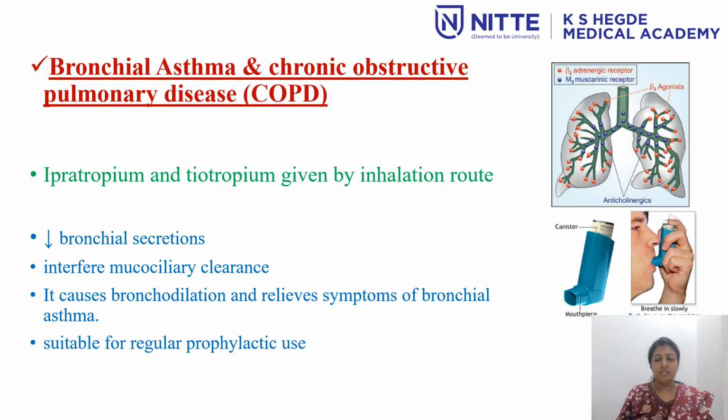But when you give these drugs by inhalational route, they do not have much action on the bronchial secretion, and they do not interfere with the mucociliary clearance. So ipratropium bromide and tiotropium bromide can cause bronchodilation, can relieve the symptoms of bronchial asthma, and they are usually suitable for regular prophylactic use.